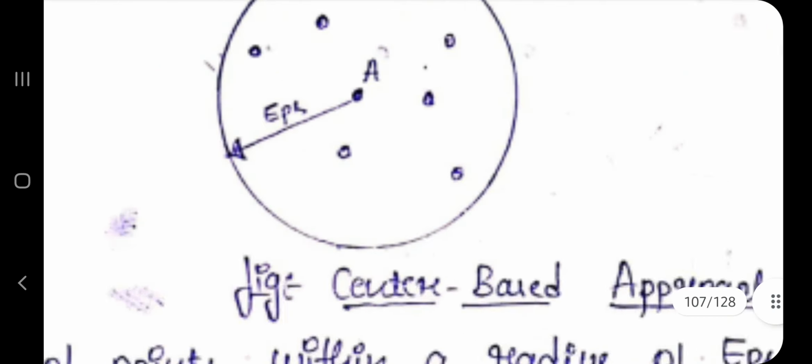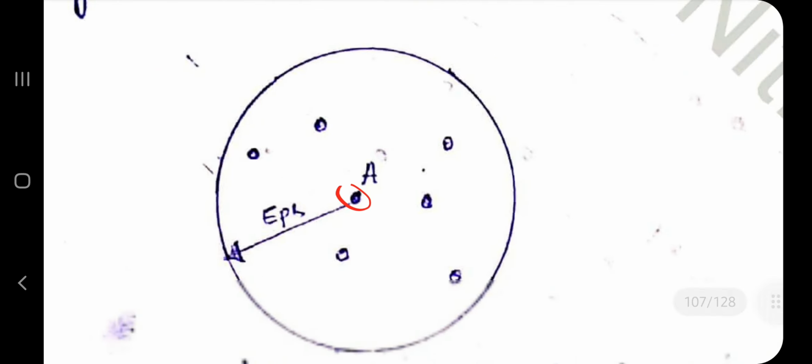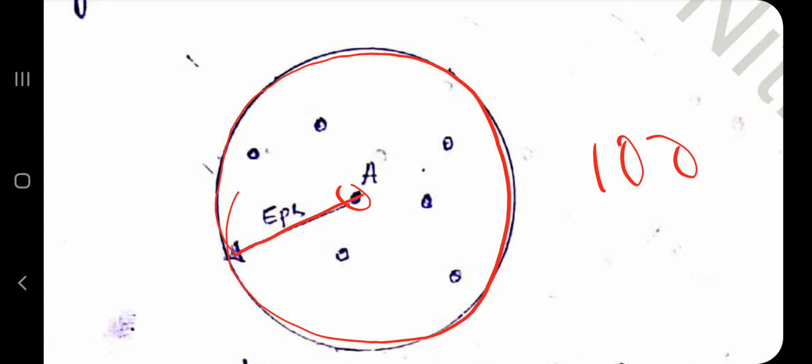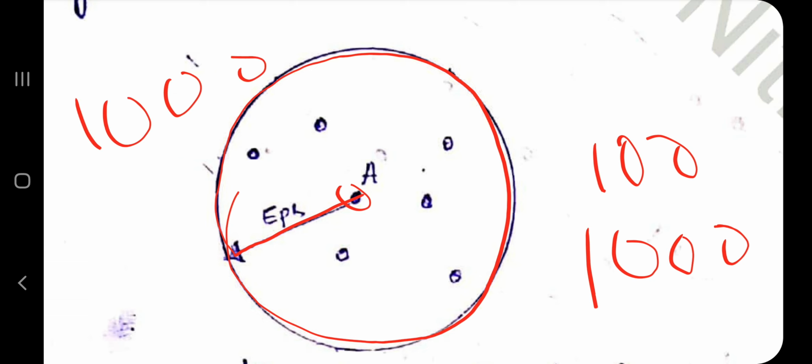For example, if you have chosen a point A and you have chosen the radius as 10, in this radius 10 area, how many points do I need to have so that I can call it dense? I can say 100 points should be there, or 1000 points should be there, then only it will be dense for me, or it should be 1 lakh points, then only it will be dense for me. That depends on user to user.